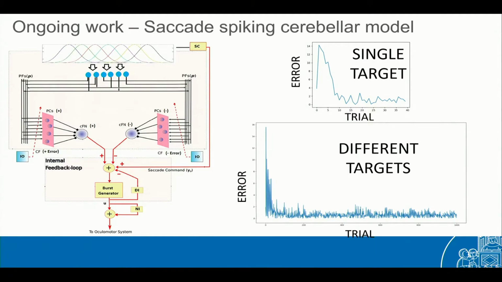But the initial results are quite good in the sense that the model is able to learn and to control the eye in space. Here you can see, for example, for a single target that we try to reach over different trials, the error is decreasing. It means that the model is able to learn and to control the eye after, for example, 30 or 40 trials. We also tried with different targets to see what happens, and as you see, the error becomes between 1 and 2 degrees at the end, after 3,000 trials.